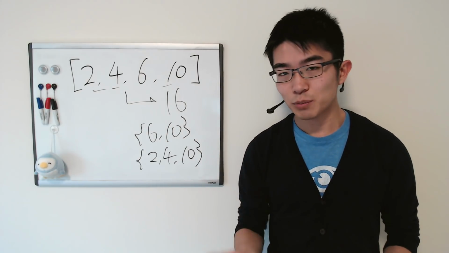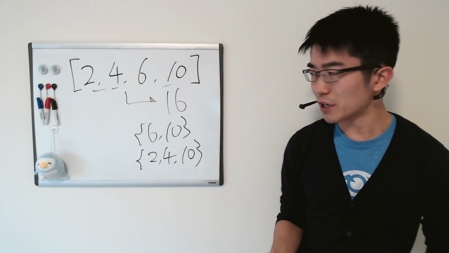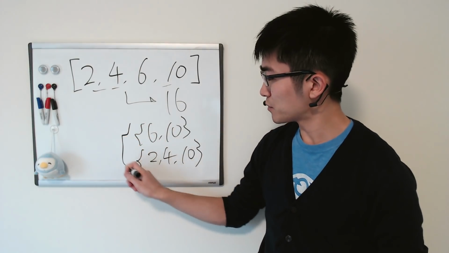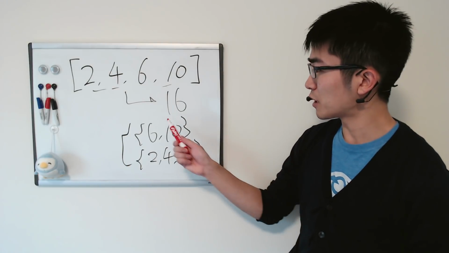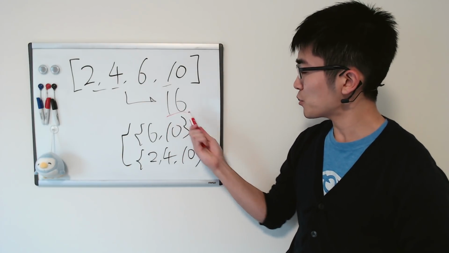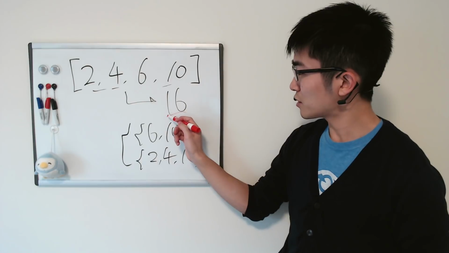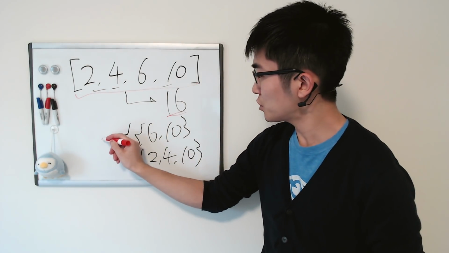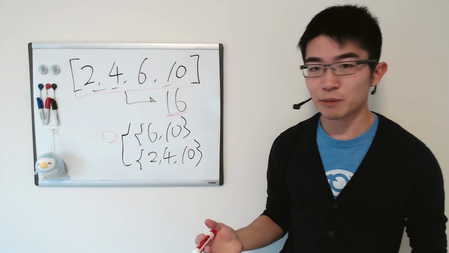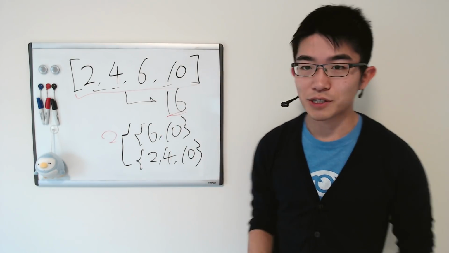And just to make the problem a little bit simpler, you don't have to actually find the subsets themselves. You just need to find the number of subsets that add up to the given number. So in this example, your function should take this number 16 as well as this array and return 2 because there are two subsets of this array that add up to 16.